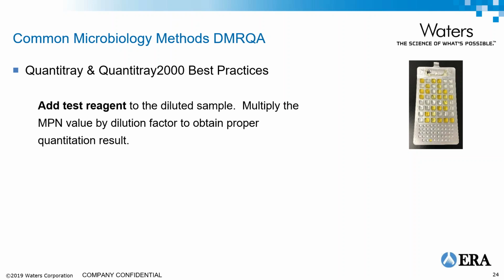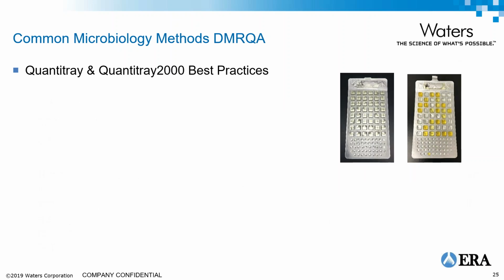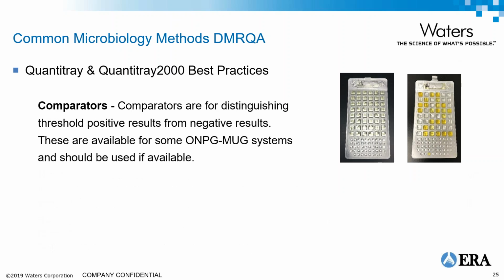The other issue, read interpretation. For color alert systems, understand that there are read windows, 18 to 22 hours or 24 to 28 hours. Really what that's saying is that a result that still turns positive within that window is still considered a positive. Comparators. If comparators are available, you definitely want to use those. Color Alert has it. It's a very slight yellow. You want to make sure that you're looking at that side by side with your Quantatray.